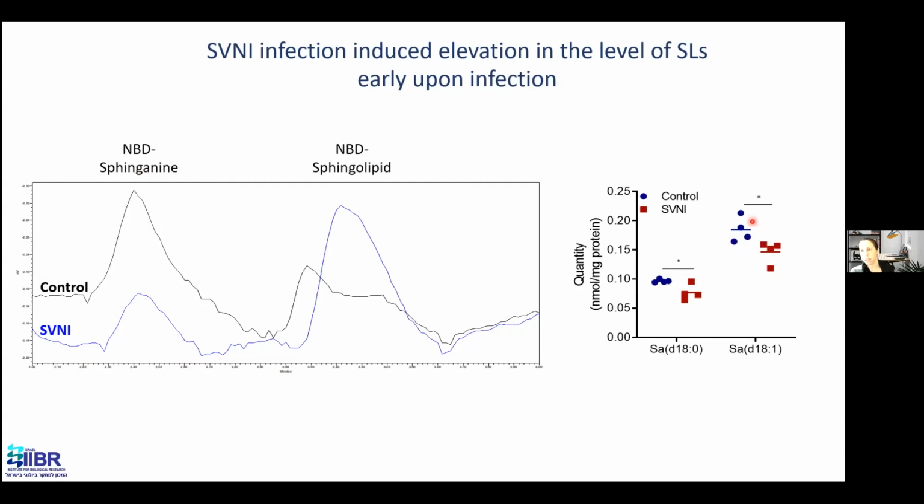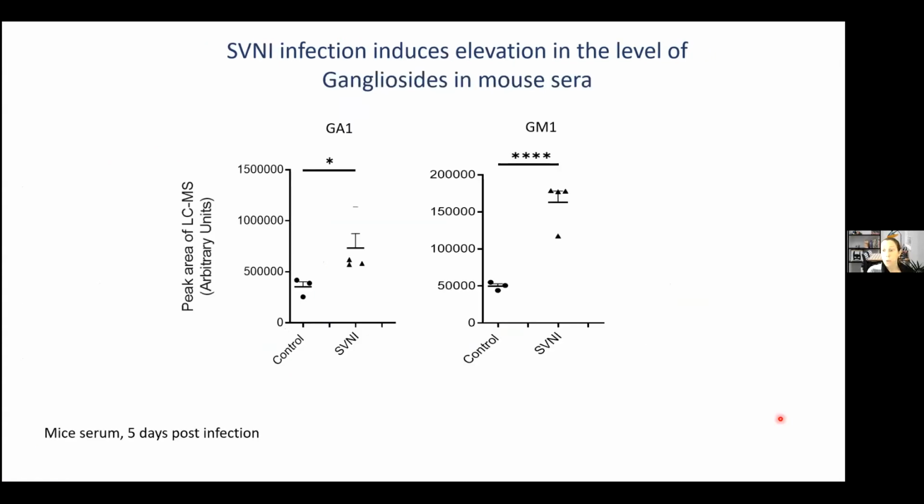We saw the decrease in sphinganine and sphingosine, but we couldn't detect which sphingolipid is upregulated, and this is probably due to the limitation of the method. So we didn't have an answer to which lipid is the end product of this induction of sphingolipid pathways. So we went to an in vivo model.